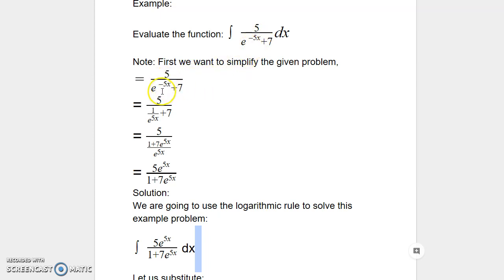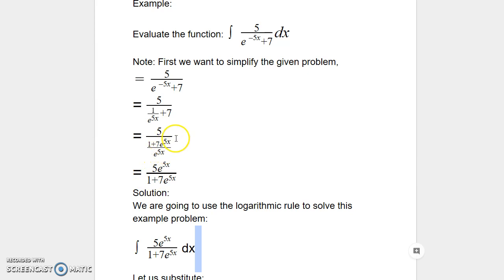5 divided by e to the power of minus 5x plus 7 can be written as 5 divided by 1 over e to the power of 5x plus 7. When we bring the negative exponent to the denominator, it becomes a positive exponent, as shown here: 1 over e to the power of 5x. So the common denominator is e to the power of 5x, and in the numerator we will have 1 plus 7 times e to the power of 5x, with 5 divided by this whole expression.